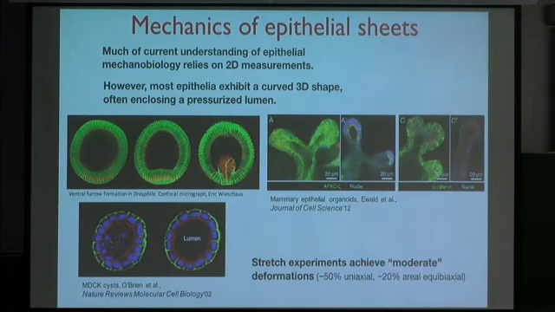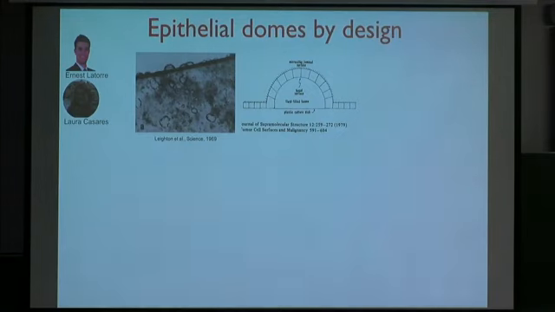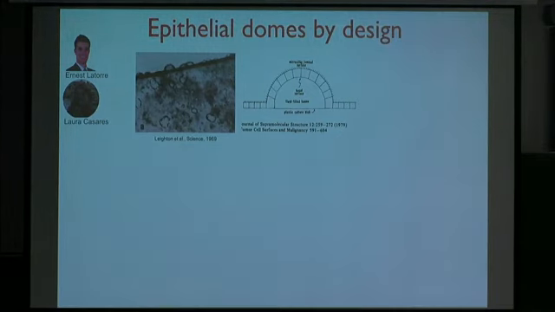In the stretch experiments that I showed earlier, you only achieve moderate deformation. These are rather large, but they are smaller than many of the stretches that are undergone by real tissues. So to address this, Ernest and Laura got inspiration in a very simple event of epithelial morphogenesis called epithelial domes, that occur spontaneously in epithelial cell sheets adherent on an impermeable substrate.